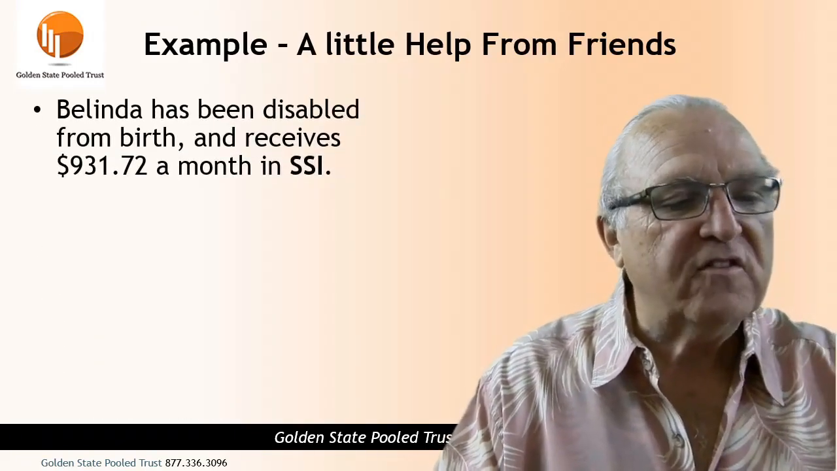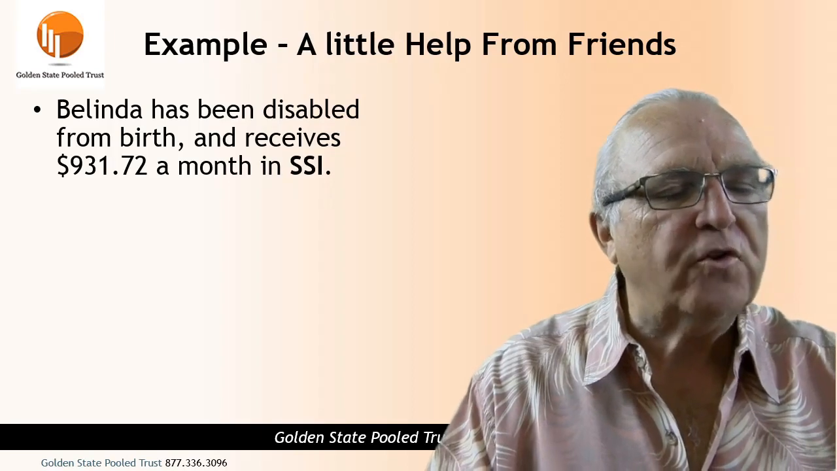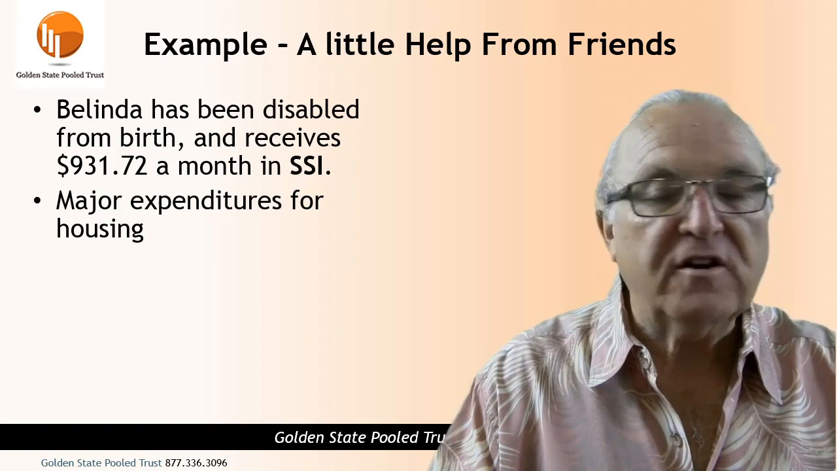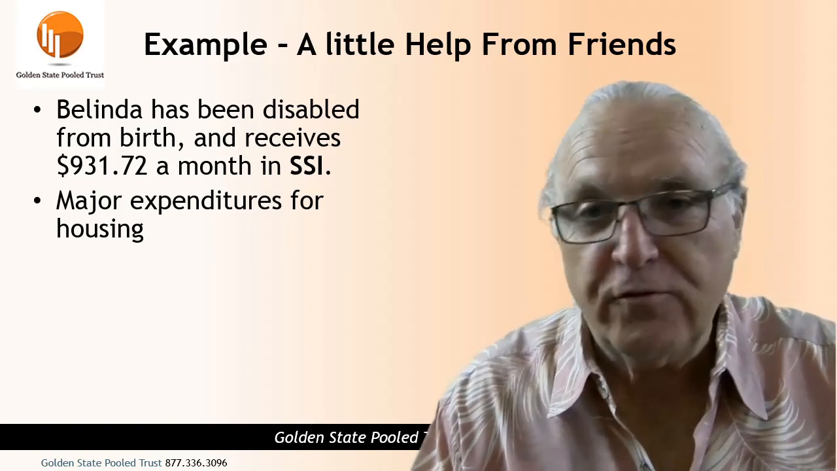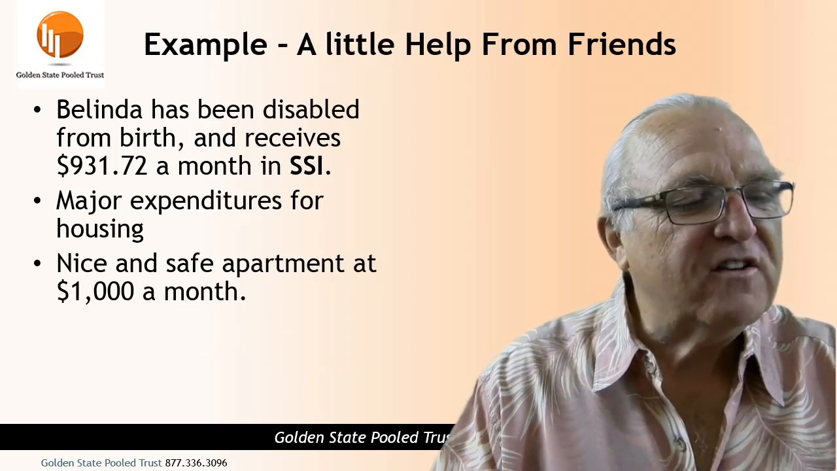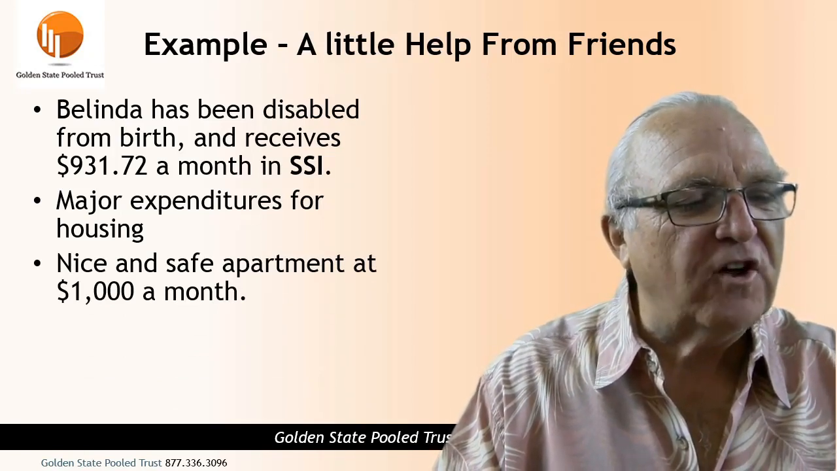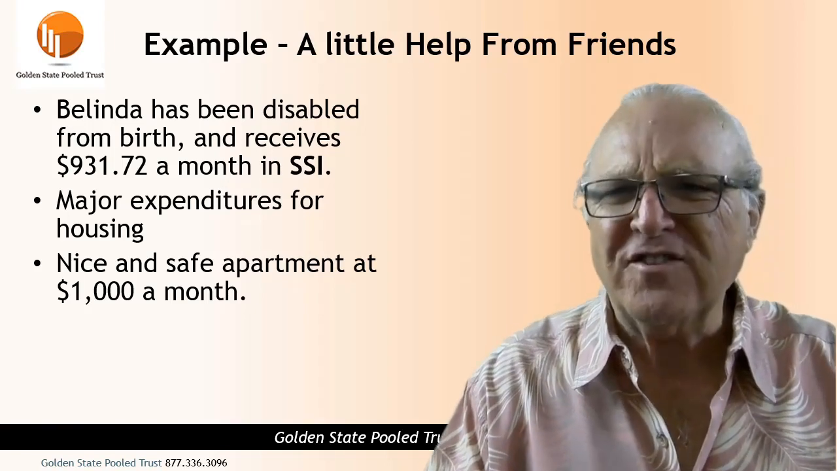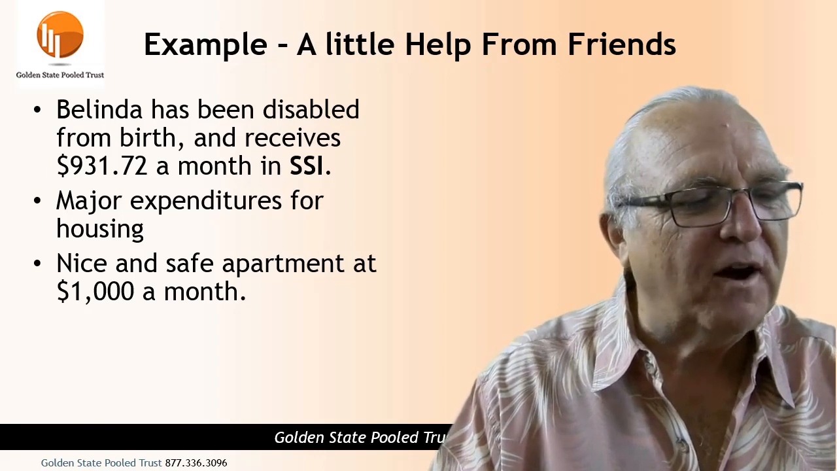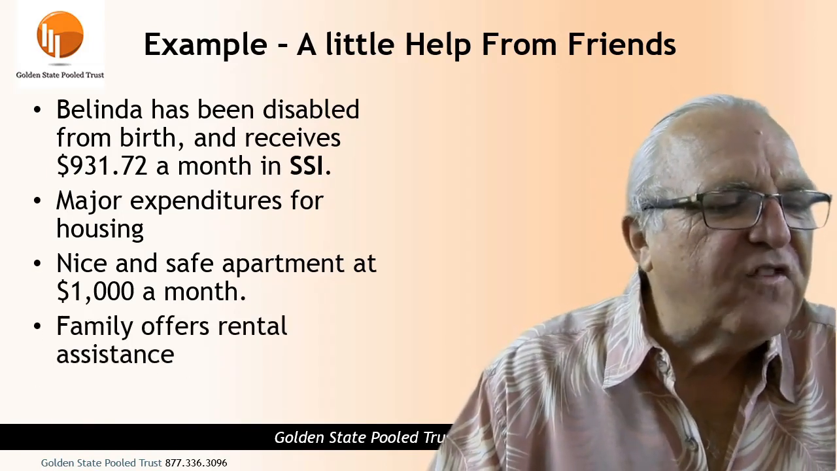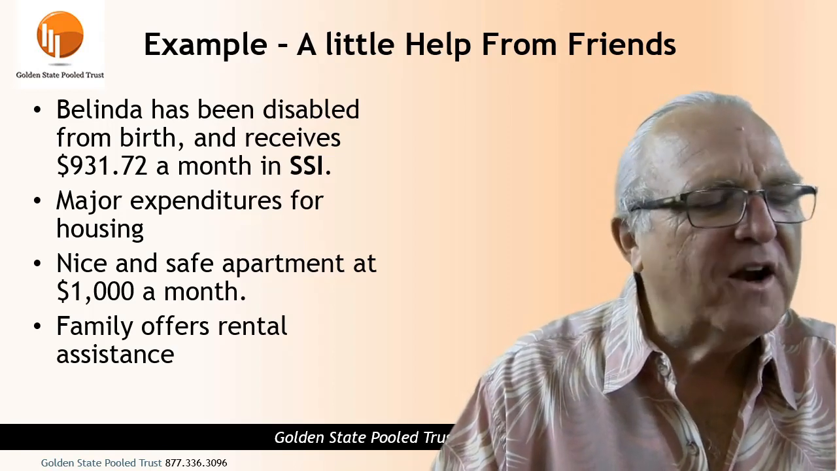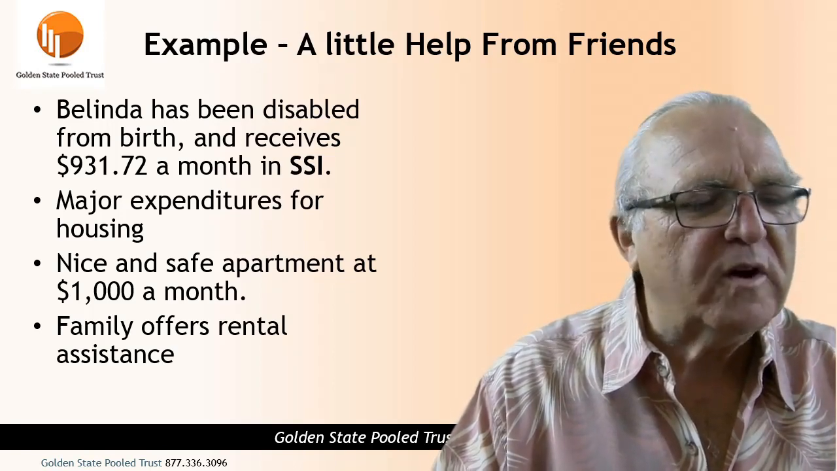Let's say Belinda has been disabled from birth and receives $931.72 in SSI. A major expenditure for her is housing, as it is for every Californian here. Okay, and she'd like to live in a nice and safe apartment for $1,000 a month. Now, I'm not sure where you would find a safe apartment for $1,000 a month in California, but let's make believe that's even possible. And let's say family offers some rental assistance, and the assistance here doesn't matter if it comes from family or a special needs trust or whatever's going to happen.